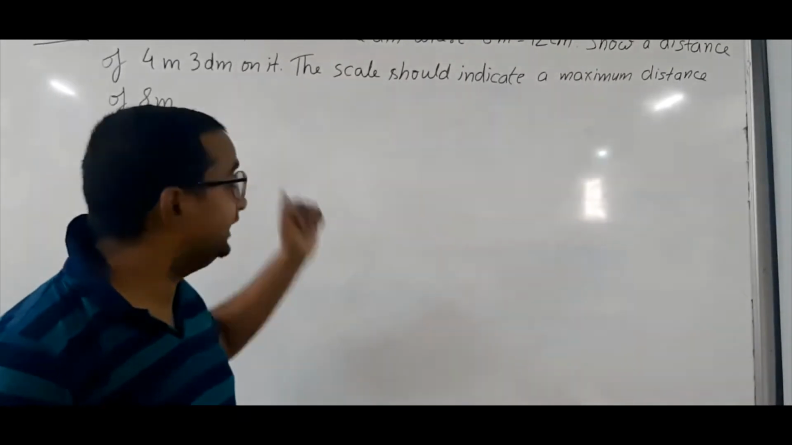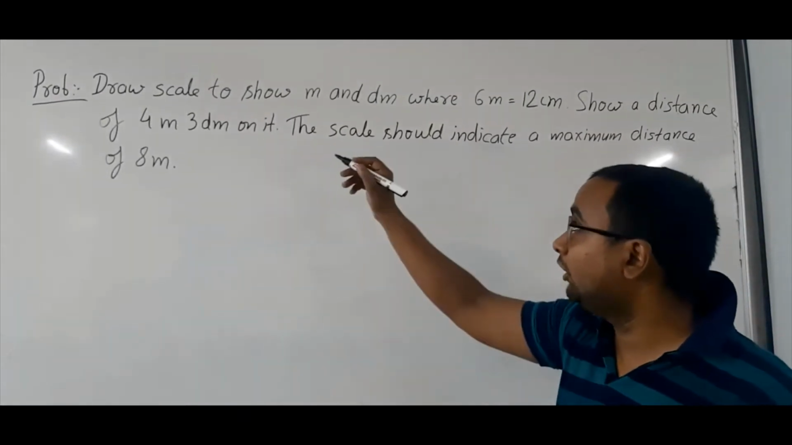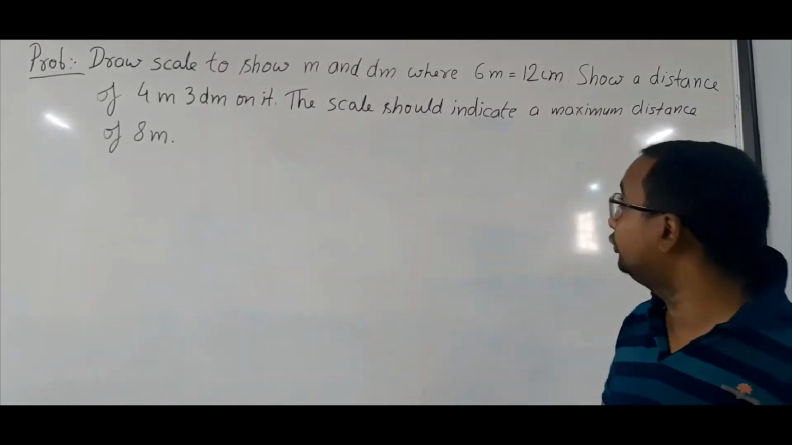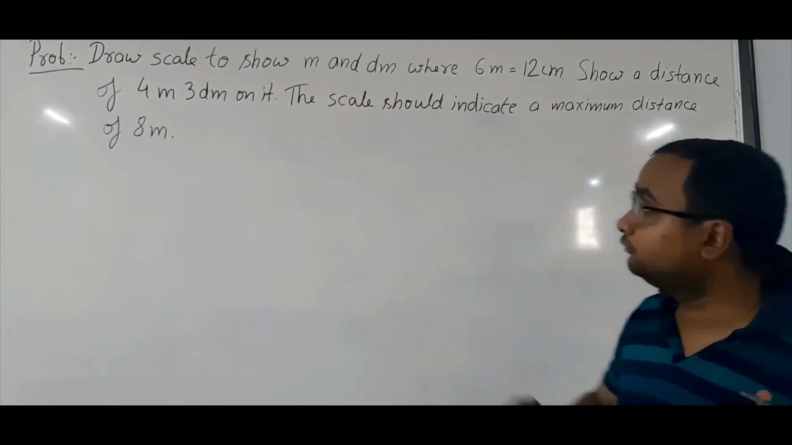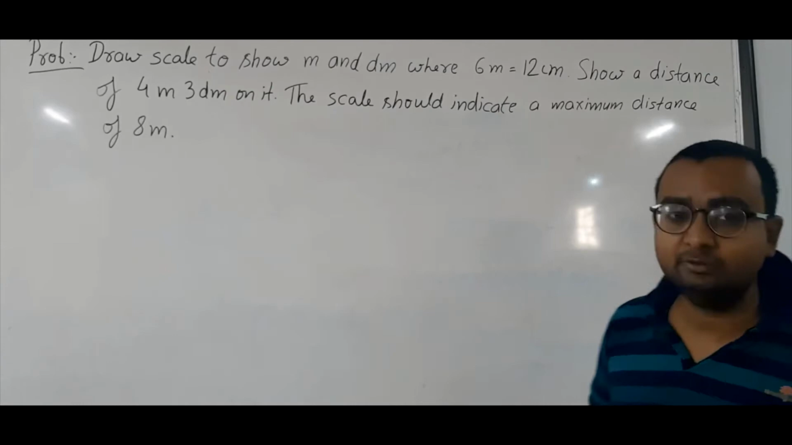the problem of scale. Let me dictate the problem for you. In this problem, it is given: draw a scale to show meter and decimeter, where 6 meter equal to 12 centimeter. Show a distance of 4 meter, 3 decimeter on it. The scale should indicate a maximum distance of 8 meter.